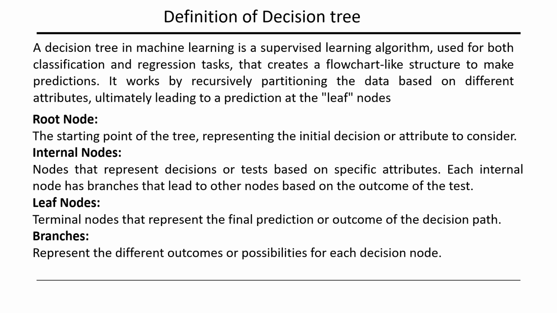Next we come to the leaf node. A leaf node is a terminal node, the terminated part where we make a final decision, representing the final prediction or outcome of the decision part. Branches represent the different outcomes or possibilities of each decision node. This is about how the decision tree is made, how the flowchart has been created, and how we are going to make the prediction.